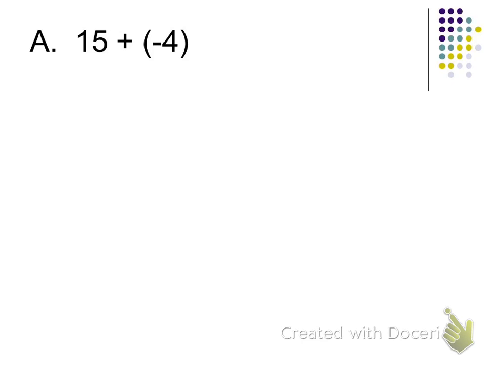So are our signs the same or different? They're different. When the signs are different, you subtract the numbers and keep the sign of the larger number. So this is like 15 minus 4. Okay, we find the difference. We started with more positives than negatives, so my answer is going to be positive 11.